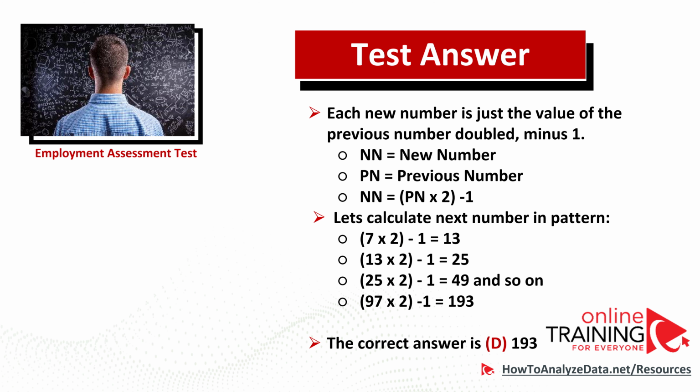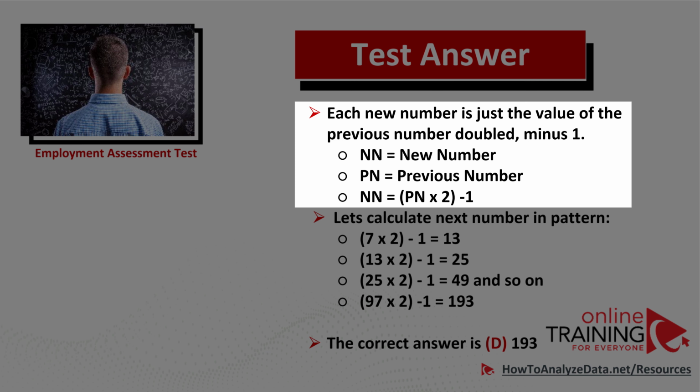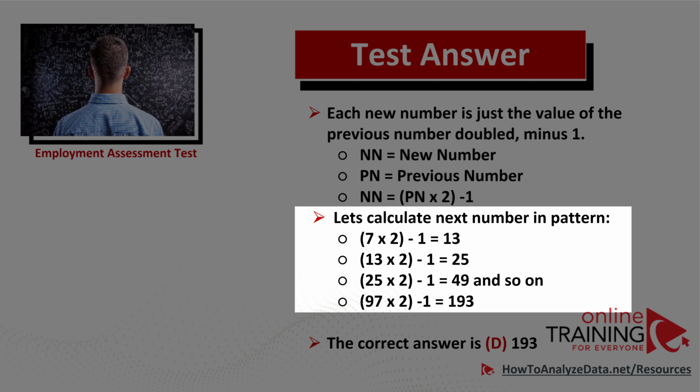Sometimes the solution is not obvious, but in the case of every pattern, there is a formula behind it. Let's look at the formula for this particular pattern, in which NN is the new number and PN is the previous number. To calculate the new number, we use the formula: previous number multiplied by 2 minus 1. So let's calculate the next number in the pattern. 7 multiplied by 2 minus 1 is equal to 13.